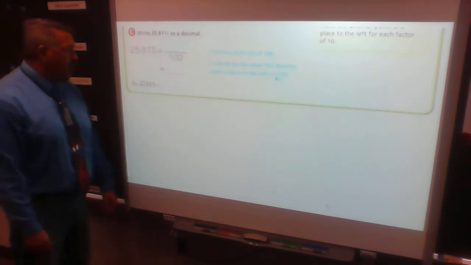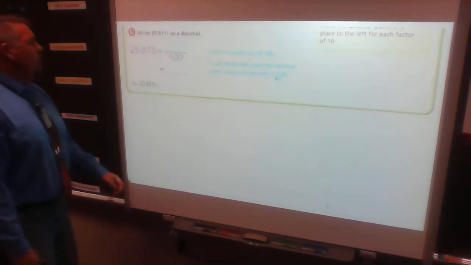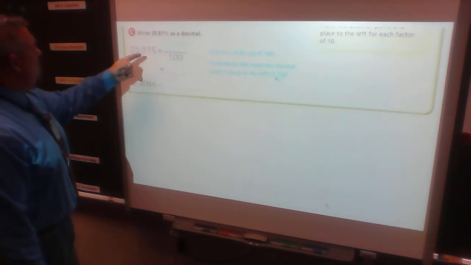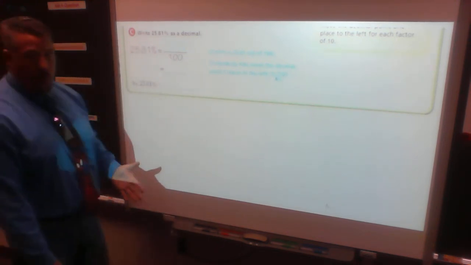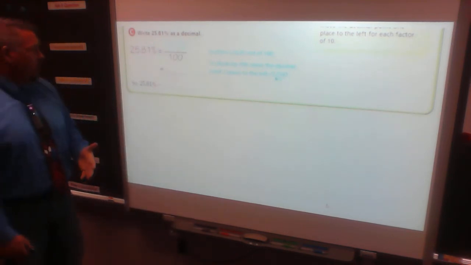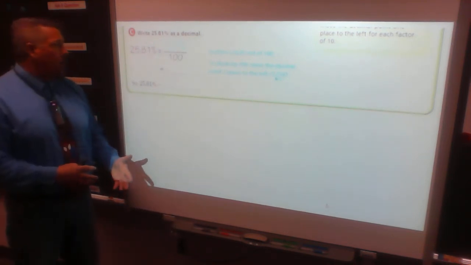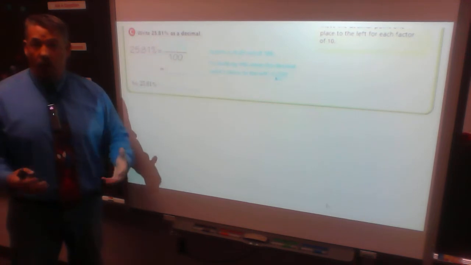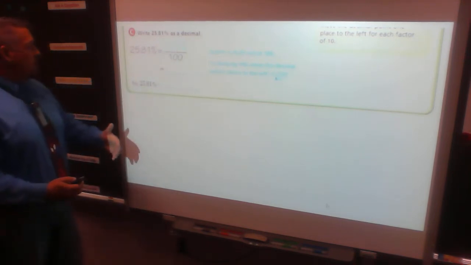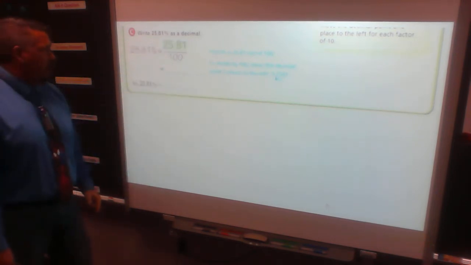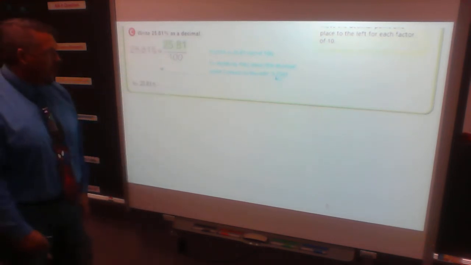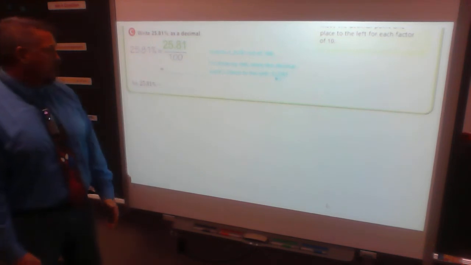And when we look at C, we have 25 and 81 hundredths of a percent. Whew, this one gets a little complicated, doesn't it? Well, I'm still going to start the same way because I'm going to go to decimal, and they're saying let's start with fractions. All right, so let's do that. So we're going to take 25.81 and put it as my numerator. How do I say that? I don't know, because it doesn't make any sense, does it?